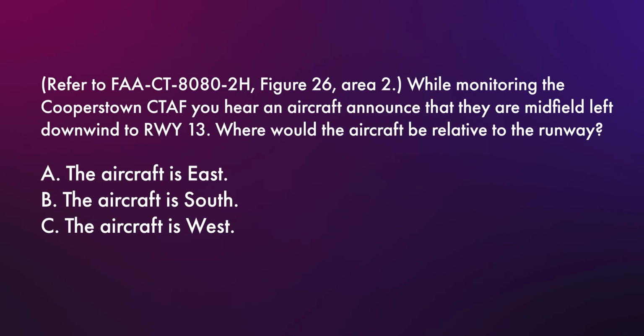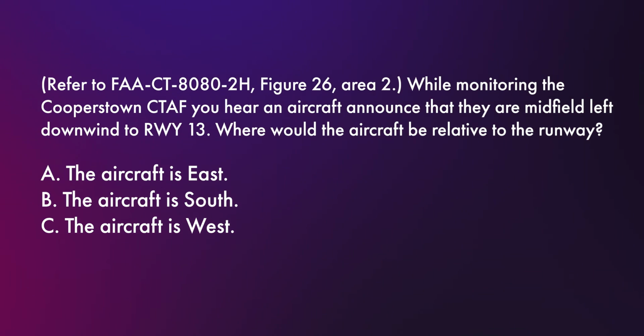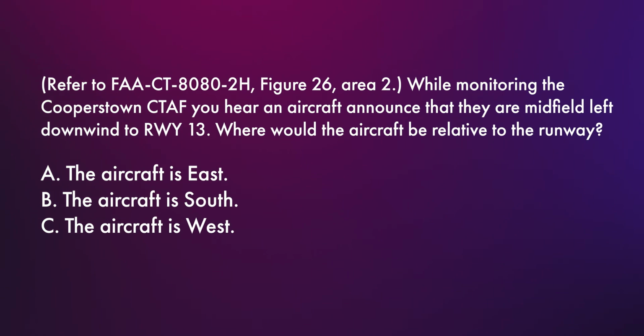Hi everyone. So if you're planning on taking the Part 107 remote pilot test, you've probably stumbled across a question like this. While monitoring the Cooperstown CTAF, you hear an aircraft announce that they are midfield left, downwind to runway 13. Where would the aircraft be relative to the runway?